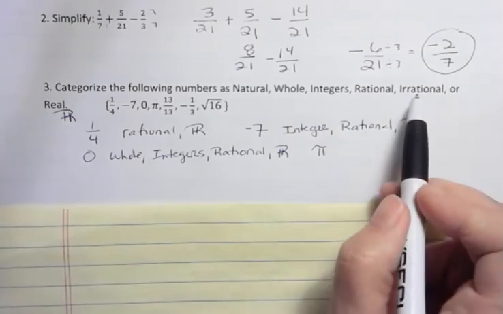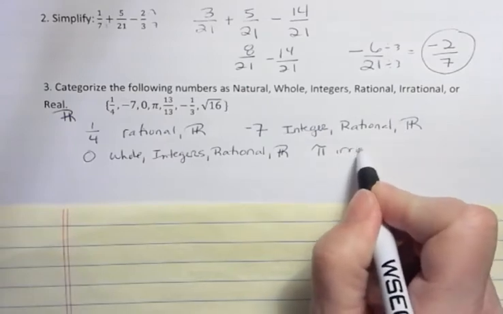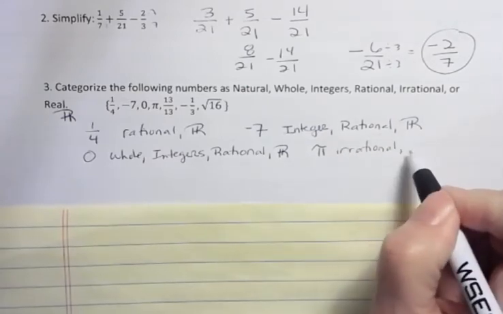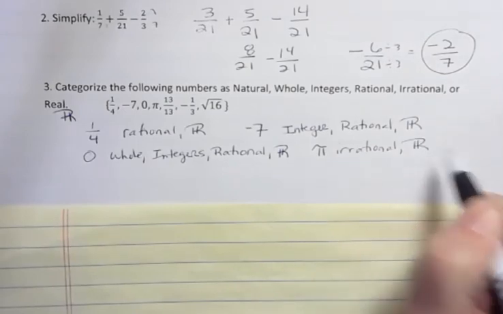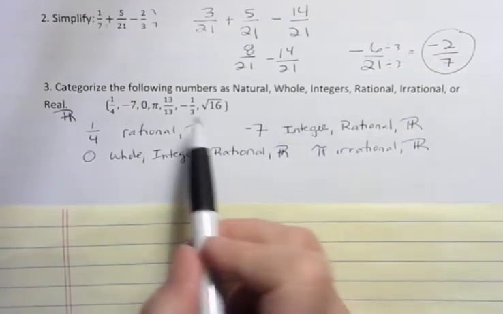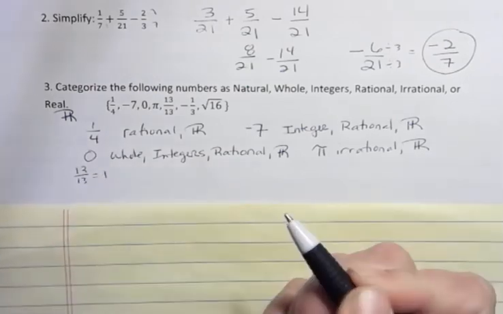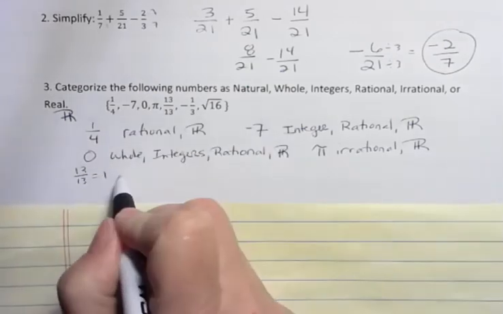And this irrational is what that is. Irrational numbers, if they were written as a decimal, would never repeat and never end. It's always a real. All those are real. And then 13 over 13. Well, 13 over 13 is just 1 in disguise. So that means it's all those things.